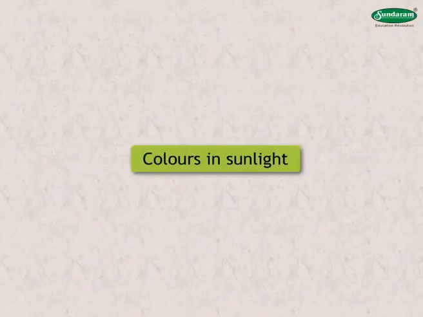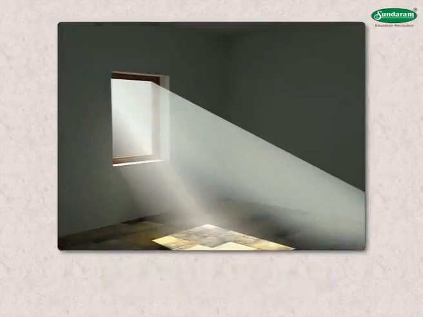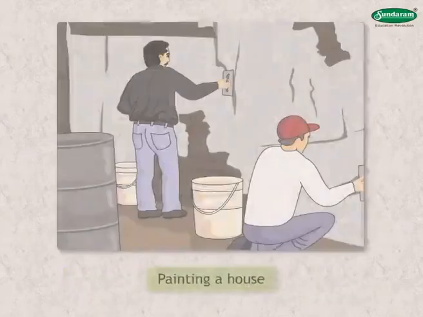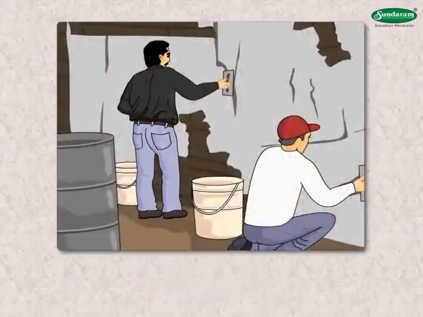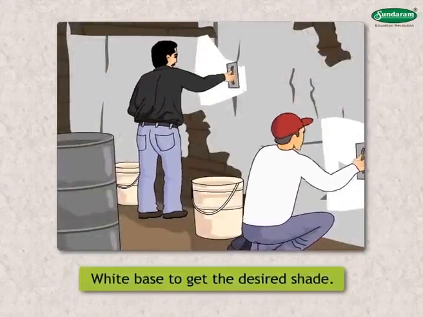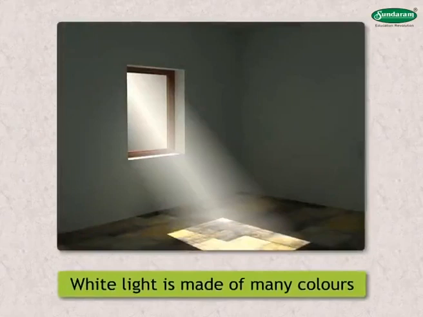Let us study another interesting concept of the colors in sunlight. We generally see sunlight as being yellowish-white. However, we are not aware that there are many colors mixed in it. While painting a house, the painter uses a white base to get the desired shade. Let us try to understand through this experiment that white color has many colors.